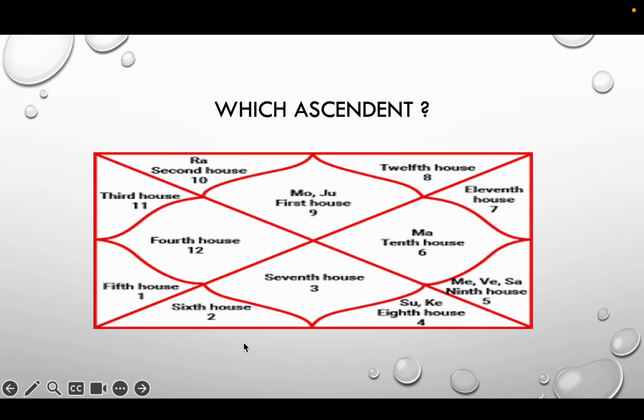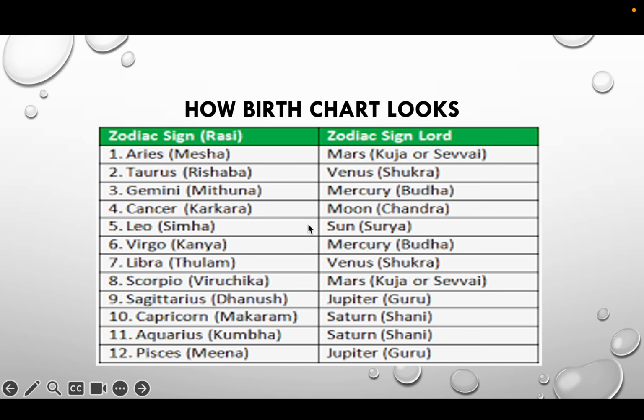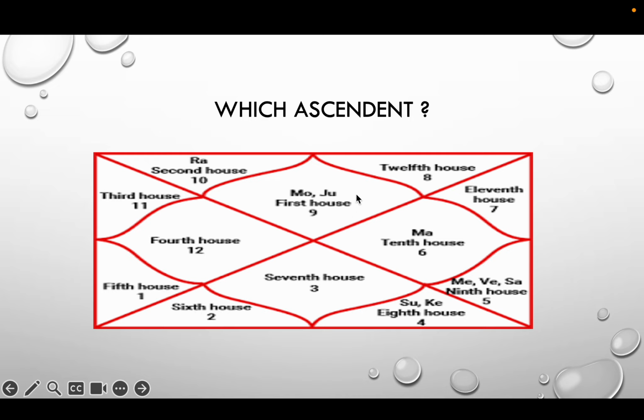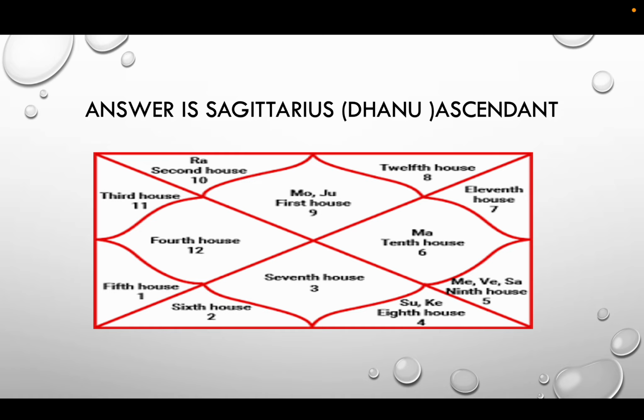Okay, let's see which ascendant this is. Here the number 9 is present. Number 9 is the Sagittarius sign, and the lord of the Sagittarius sign is Jupiter. So this person is a Sagittarius ascendant. As you can cross-check, number 9 is ruled by the Sagittarius sign. Here I am going to take a few questions for your practice. You can see the answer is Sagittarius ascendant.